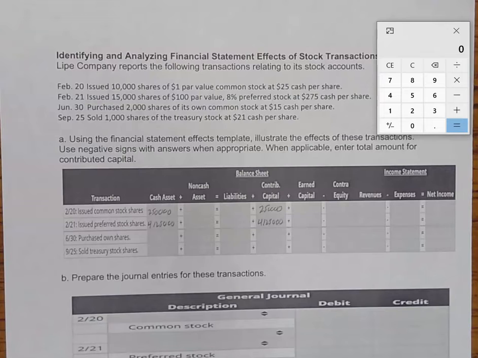Okay, so on June the 30th, the company purchased 2,000 shares of its own common stock at $15 per share. Okay, and this is something that companies will occasionally do, and we call that treasury stock. And so what we're going to be doing is using something called the cost method for accounting for treasury stock.